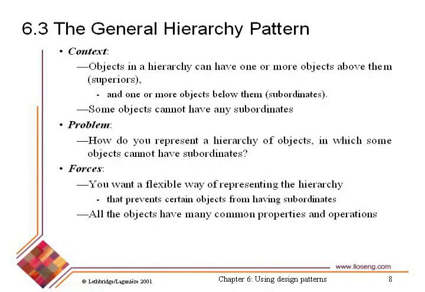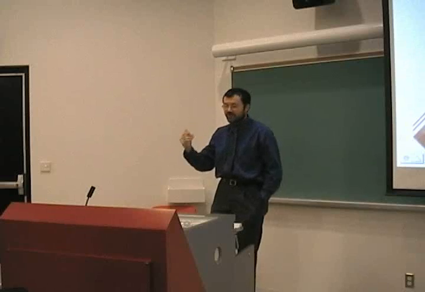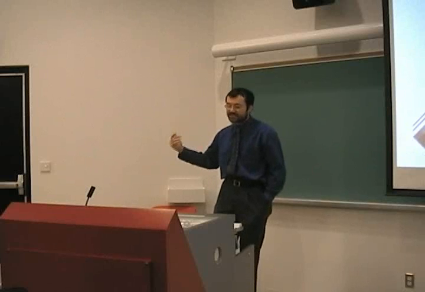And some objects cannot have any subordinates. Okay, they're often called leaves, and the object at the top of the hierarchy, or objects if there's more than one, also cannot have superiors, which should be indicated here, I guess. Okay, so the problem is, in general, how do you represent a hierarchy of objects? Okay, we're not talking again about a hierarchy of classes. We know how to do that. That's a generalization hierarchy. We're talking about a hierarchy of objects.